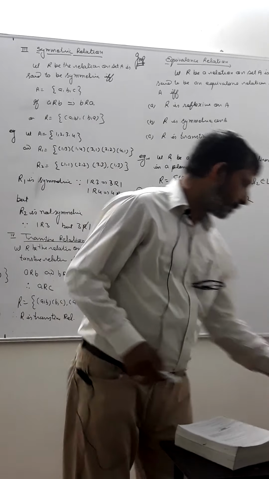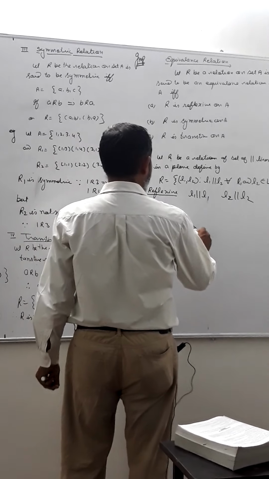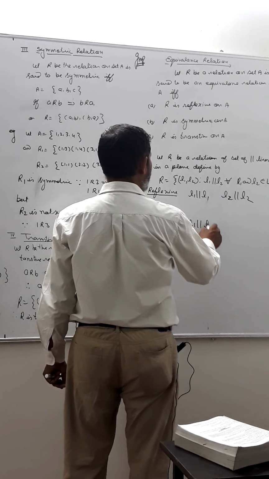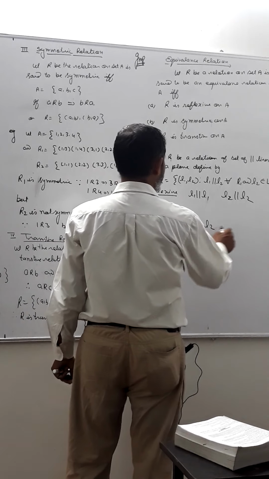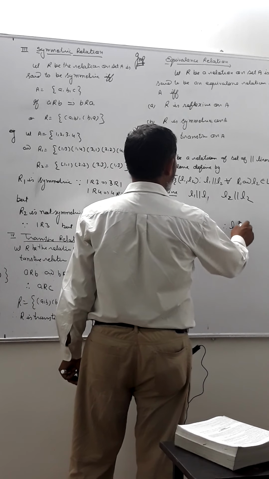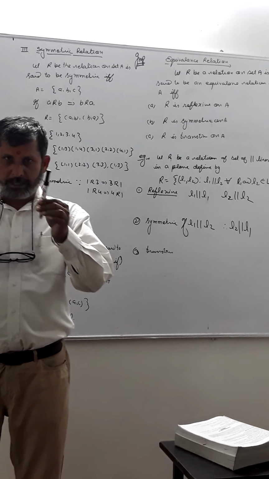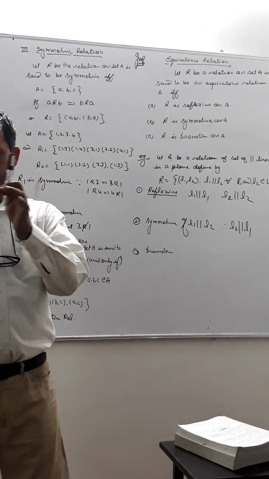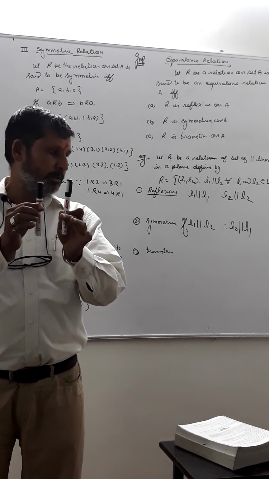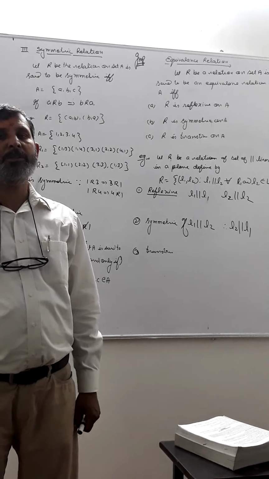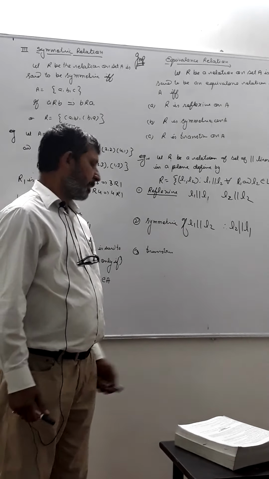Second part, symmetric. If L1 is parallel to L2, then it is necessary that L2 is also parallel to L1. If this line is parallel to this, then this is also parallel to this. Therefore the relation is known as symmetric.